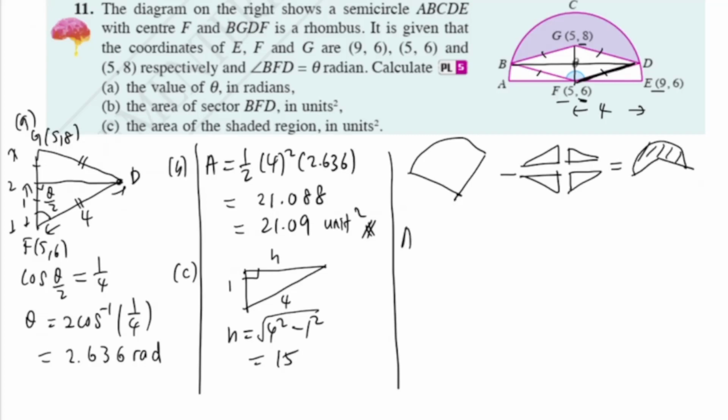Now your area of sector, we know, is 21.09, or you can write 21.088. Now the area of a triangle, we can use half times base times height. Your base is 1, your height is square root 15. Sorry, I forgot to put the square root there. And then you multiply by 4, because there are 4 identical triangles. Then you will get 13.34 square units.